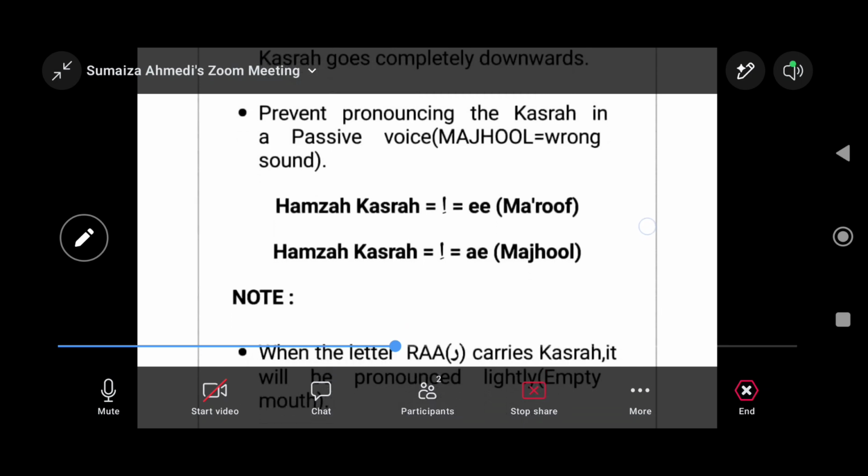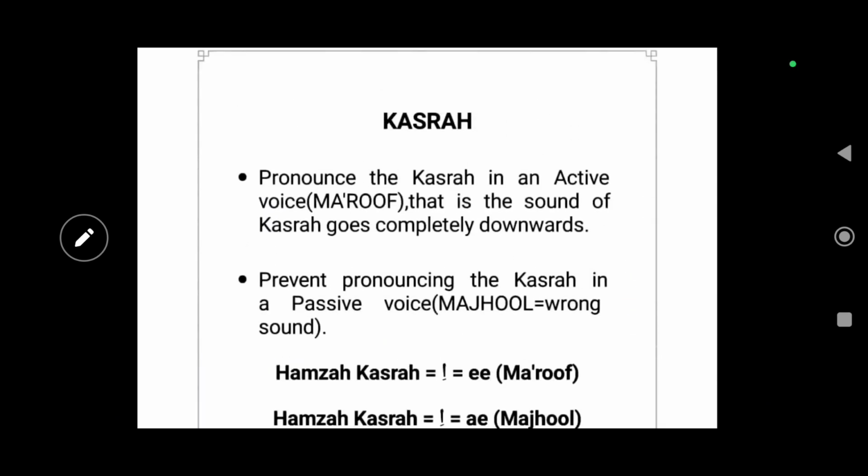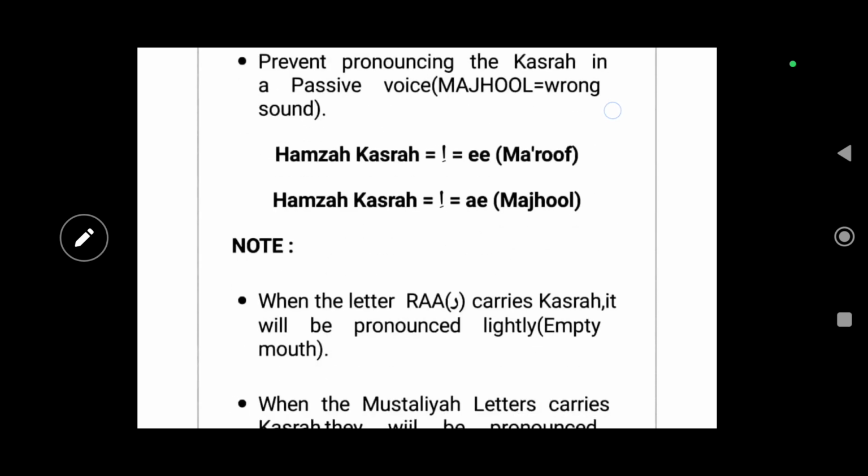Kasra. Zair sound, kasra. Does it go upward or downward? Zair sounds go downward. Like Hamza zair i, Ba zair bi, Ta zair ti.